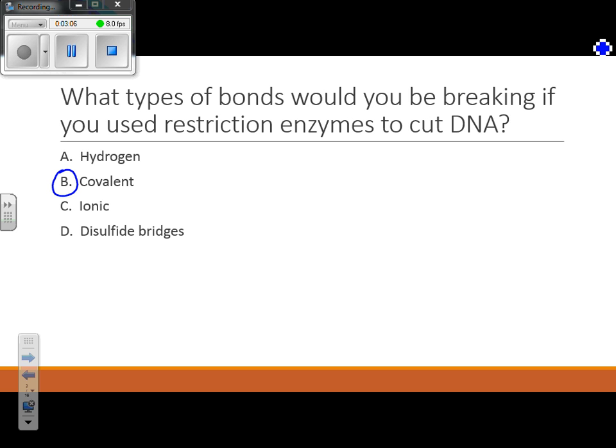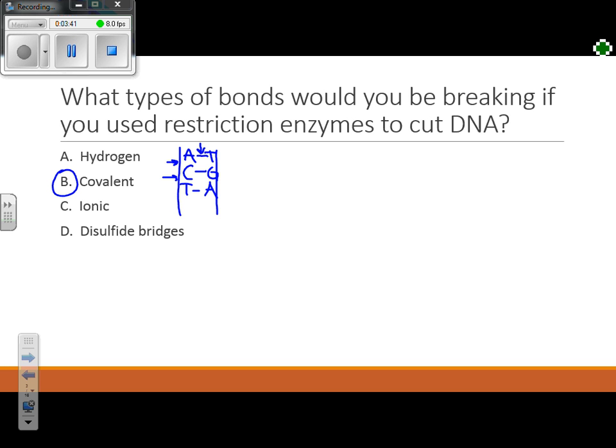So hydrogen bonds are what connect our bases together. So C's and G's and T's and A's are connected by hydrogen bonds. The covalent bonds are what actually connect the sugars and phosphates together and the bases to the sugars. Ionic bonds are charged bonds, and disulfide bridges have more to do with protein folding than anything else.